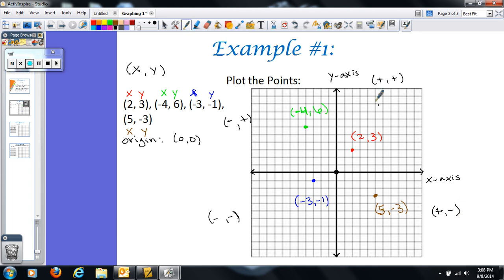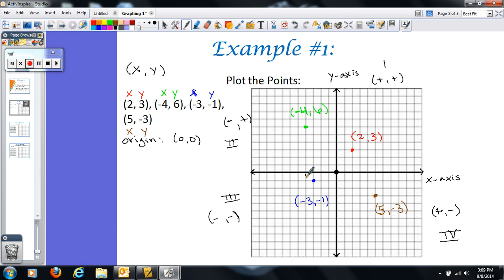Okay? This is what we call the first quadrant, second, third, and then the fourth quadrant is right here. Okay? So this is really all there is to graphing points.